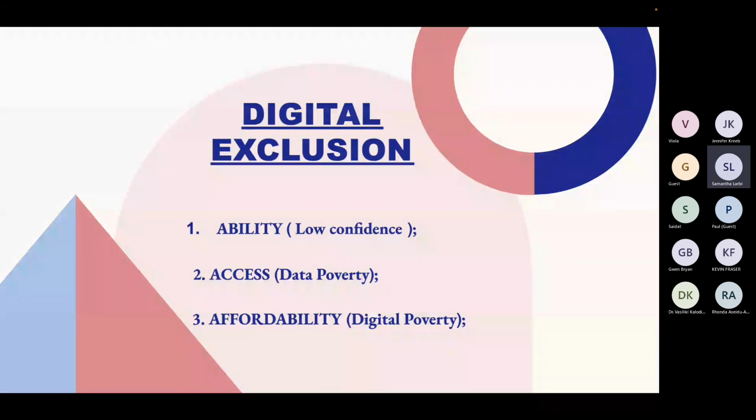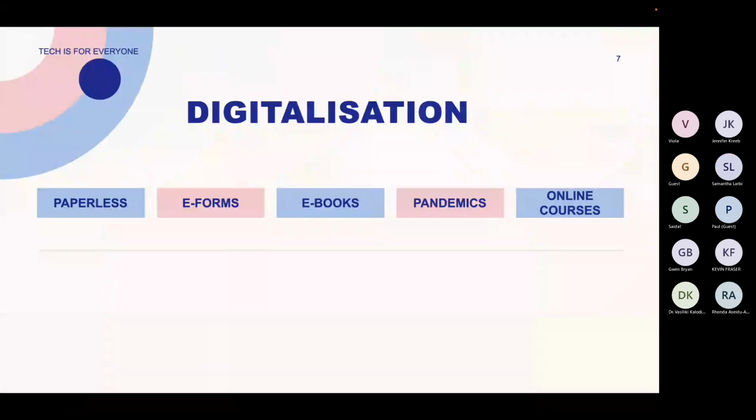Affordability, digital poverty. People don't have the money to buy laptops. And I don't know if you know that during lockdown, universities were giving grants for students to buy laptops and things they needed to study. So imagine people don't really have those opportunities to delve into the world of tech because they don't have data, they don't have the technology, or they don't have the confidence.